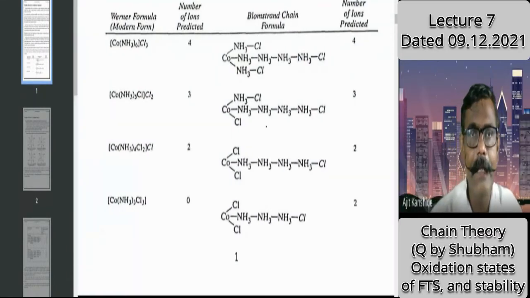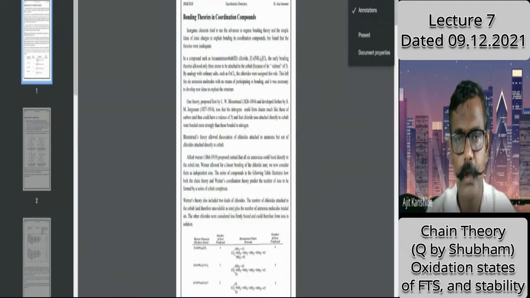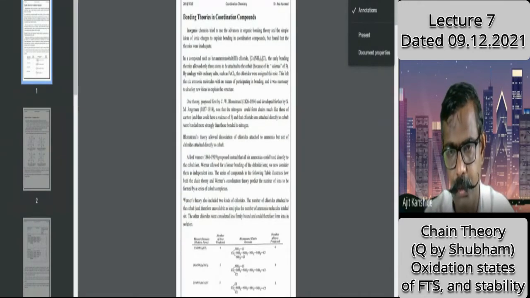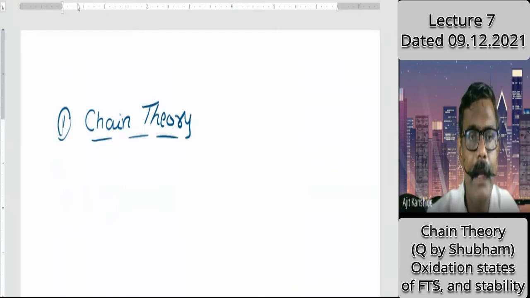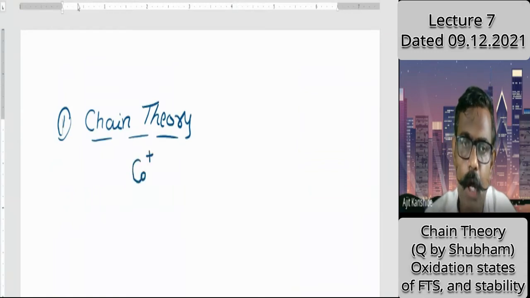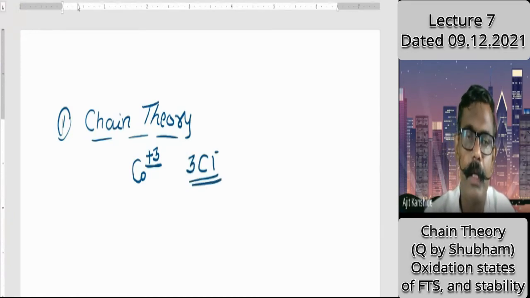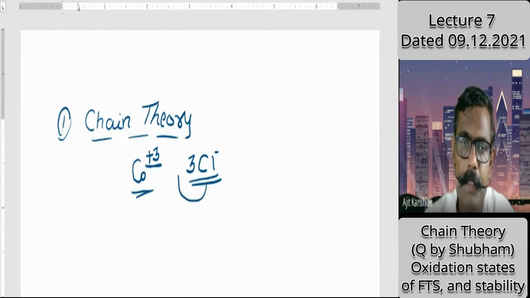See, at that time, it is not showing annotation, I can't show here. Okay, people were knowing valency. Means if cobalt is a metal and charge on that metal is +3, then if chlorides are there, how many chlorides will be there? 3 chlorides will be there. Why? To balance the charge, that is the +3.